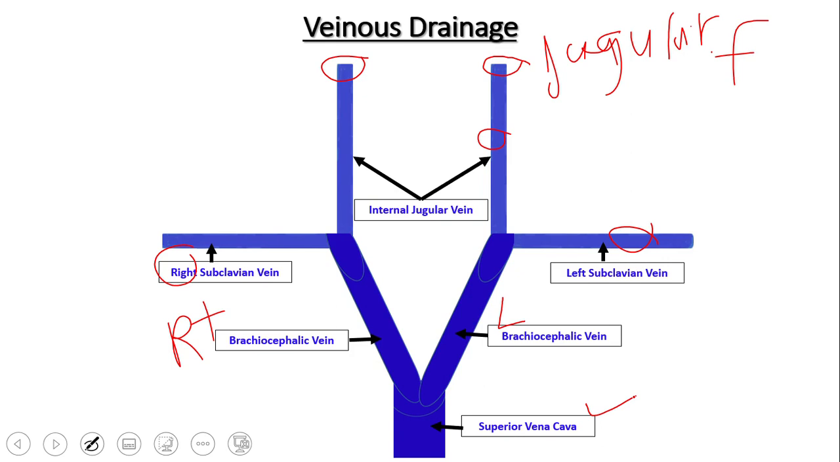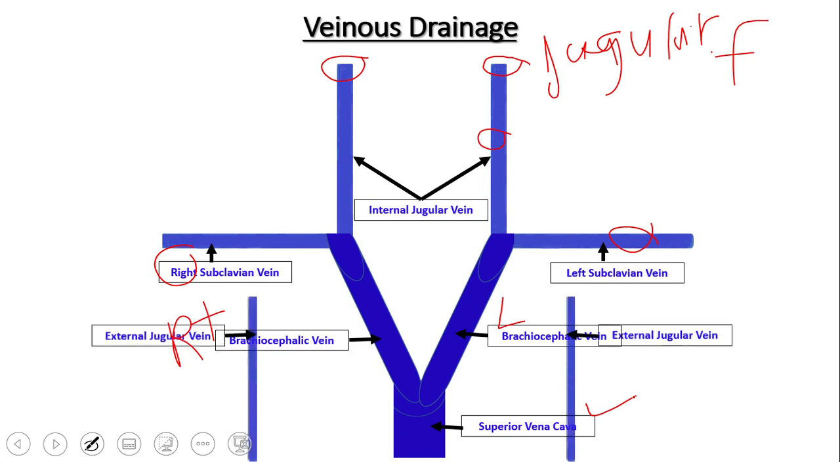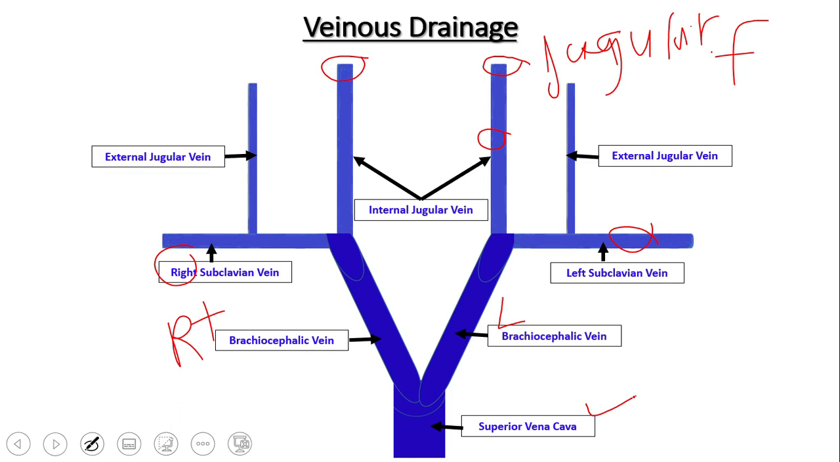Okay, we have the external jugular vein. It is called external because it drains most of the blood external to the skull, like from the scalp, from parts of the face, and so on. So the external jugular vein terminates into the subclavian vein. Remember that the facial vein terminates into the internal jugular vein.